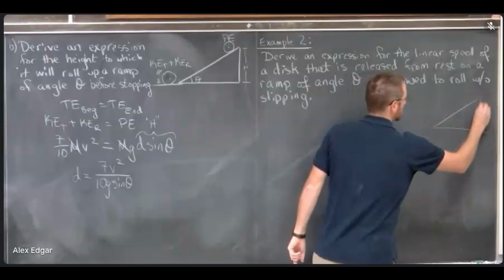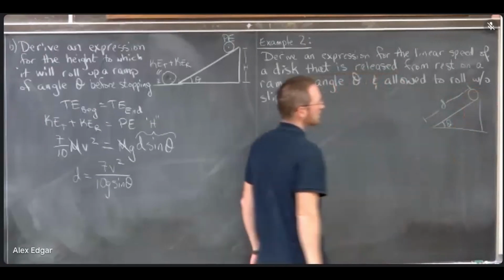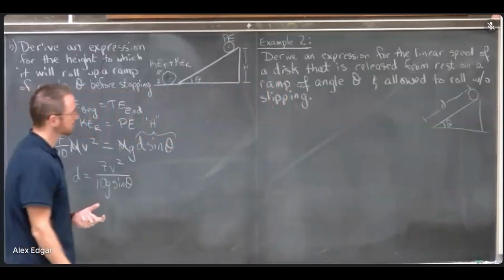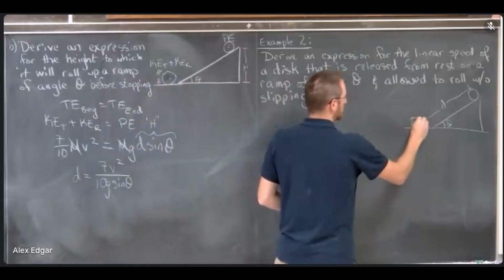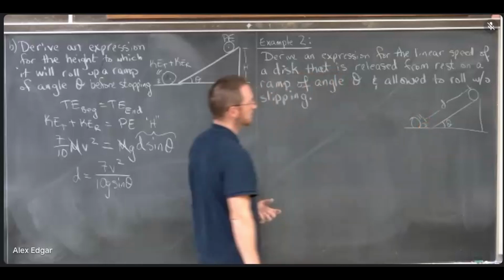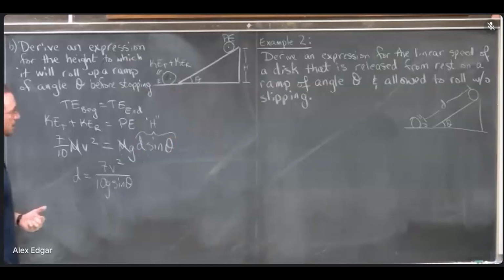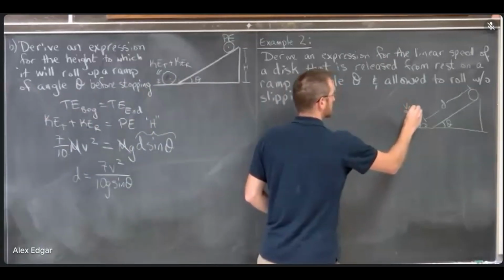Theta, d. Let's put a disk up there. And we're going to start that disk from rest. And then at the bottom of the hill, that disk is going to be rotating and it will be translating. But how fast will the center of mass be moving?